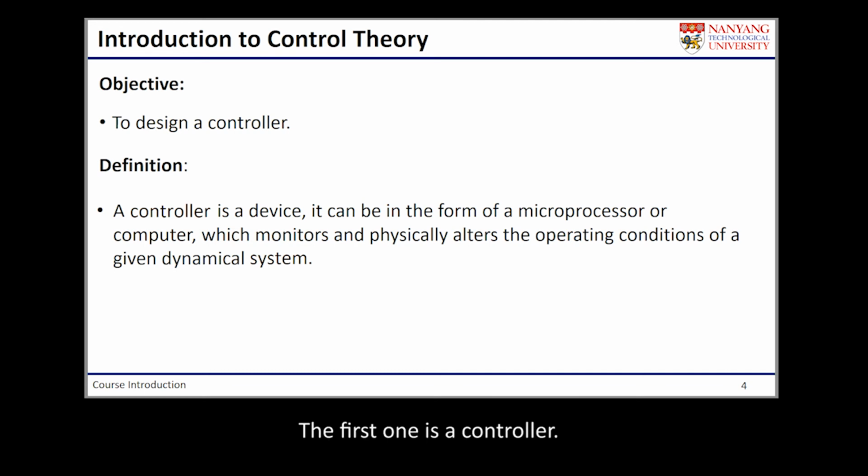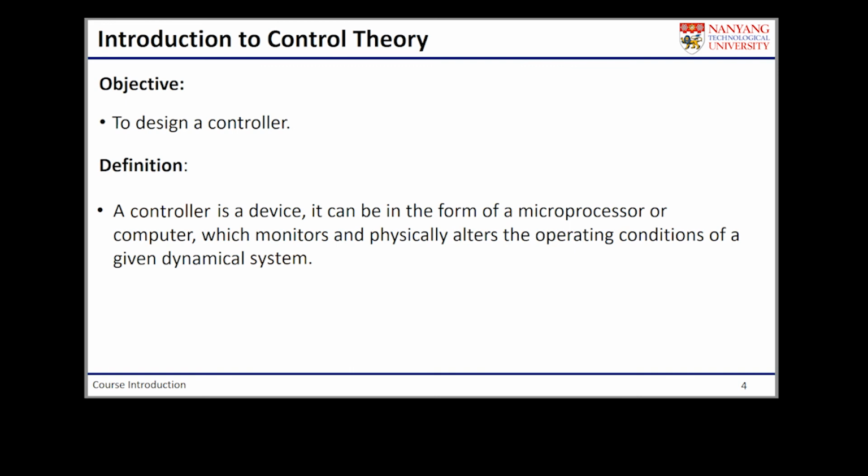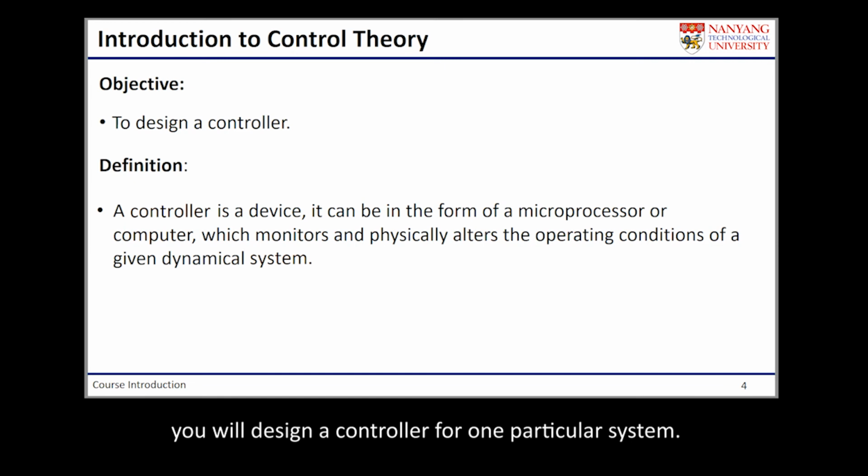The first one is a controller. The second one is a system. Why do I in particular highlight these two keywords? It's because a controller is designed only for one particular system. Most controllers are not interchangeable. So if you are designing a controller, you will design a controller for one particular system. That means when you are designing a controller, you need to understand the behavior and the properties of the system for which you are designing the controller.